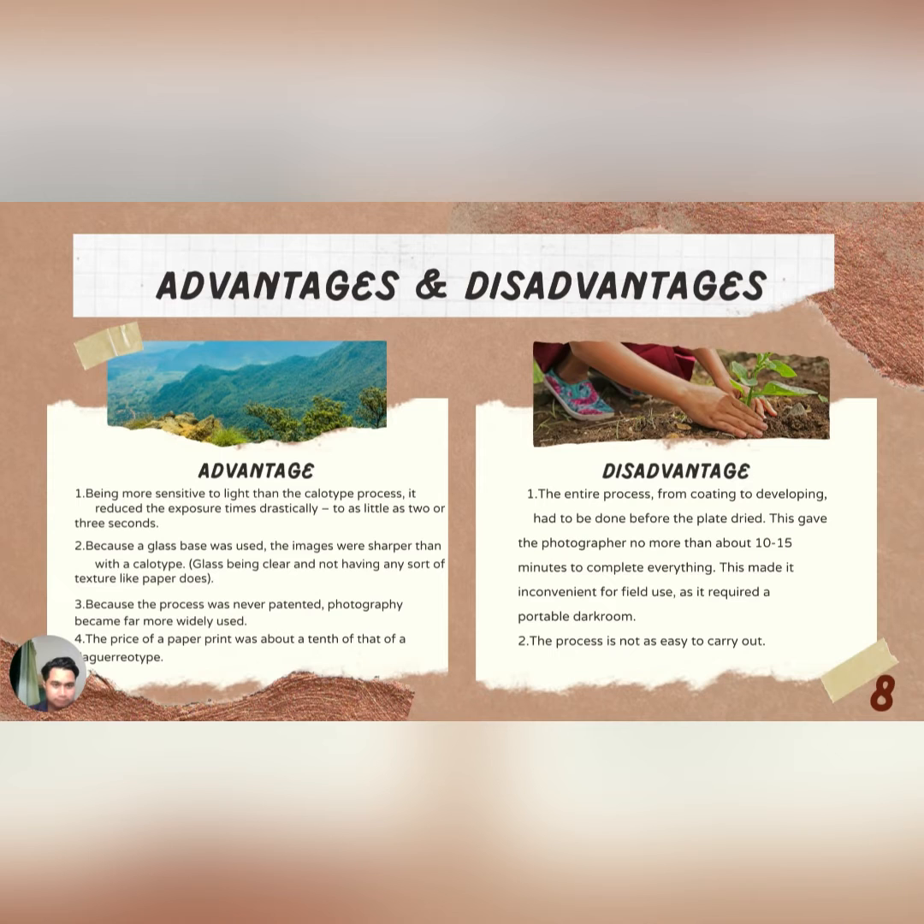Okay, the advantages and disadvantages. The advantage is it was more sensitive to light. Second, because a glass base was used, the images were sharper than with the calotype. Third, because the process was never patented, photography became far more widely used. The price of a paper print was about a tenth of that of a daguerreotype.